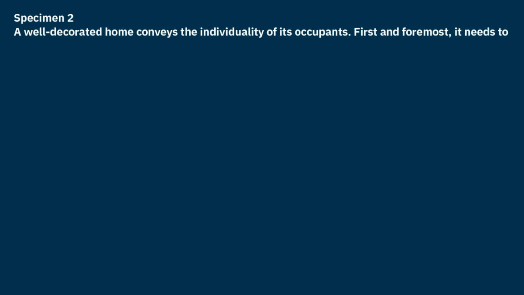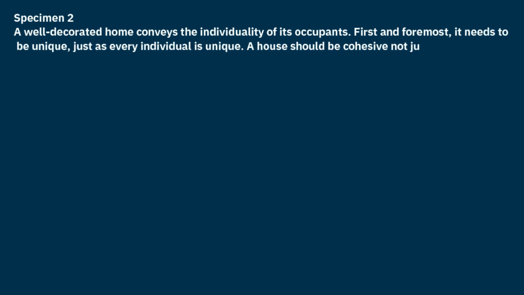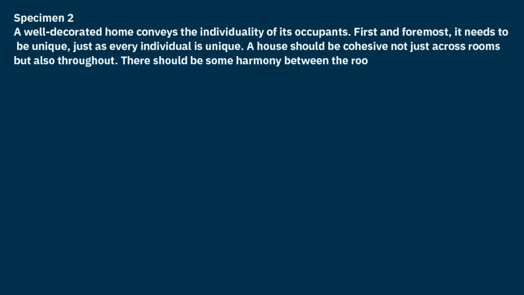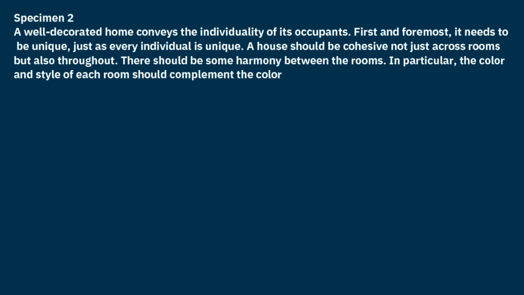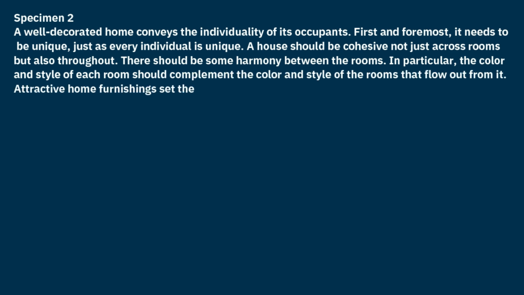First and foremost, it needs to be unique, just as every individual is unique. A house should be cohesive, not just across rooms, but also throughout. There should be some harmony between the rooms. In particular, the color and style of each room should complement the color and style of the rooms that flow out from it. Attractive home furnishings set the stage for pleasant living.